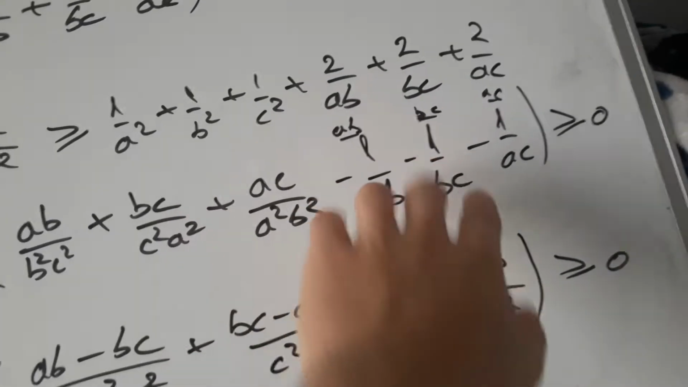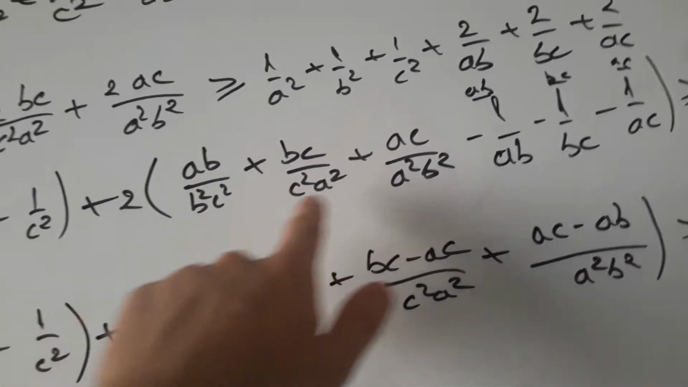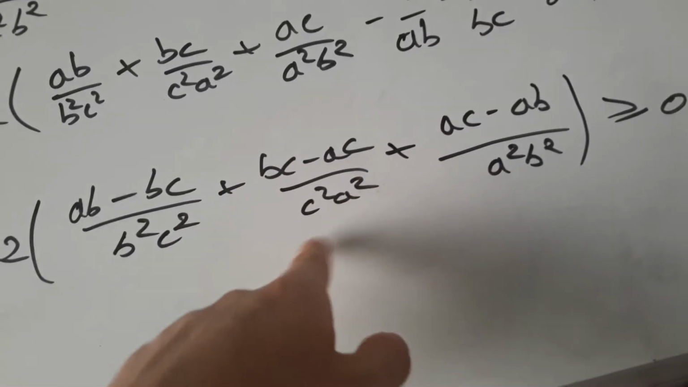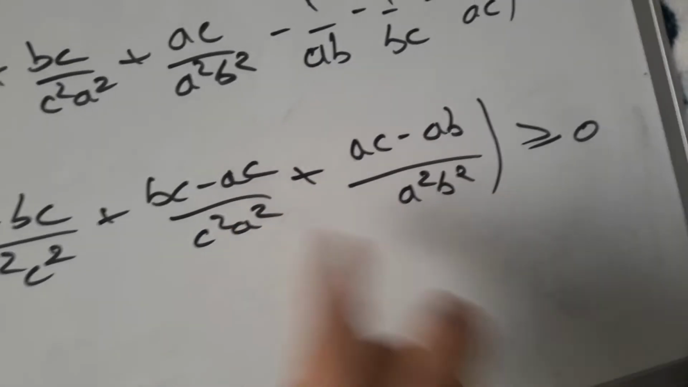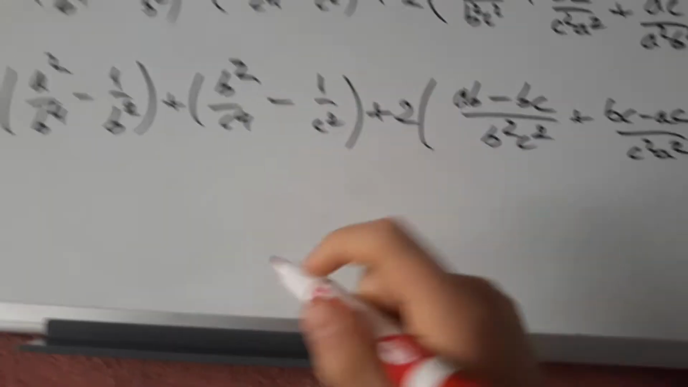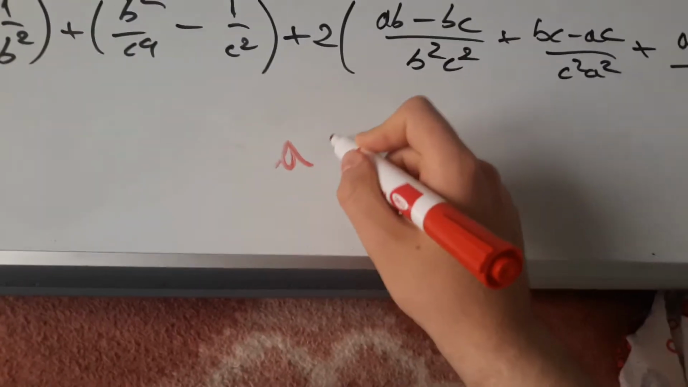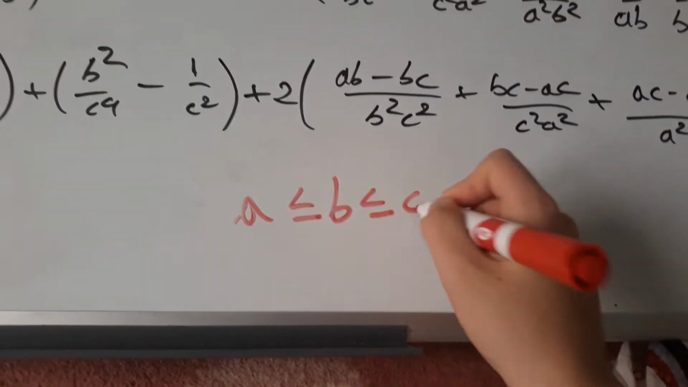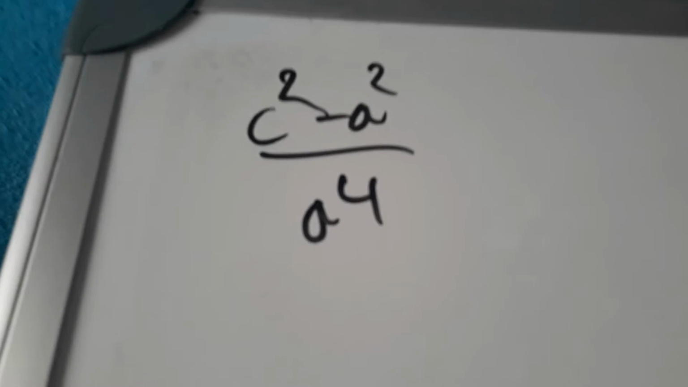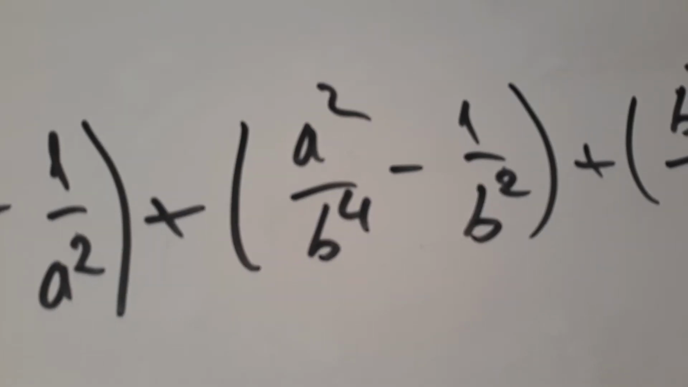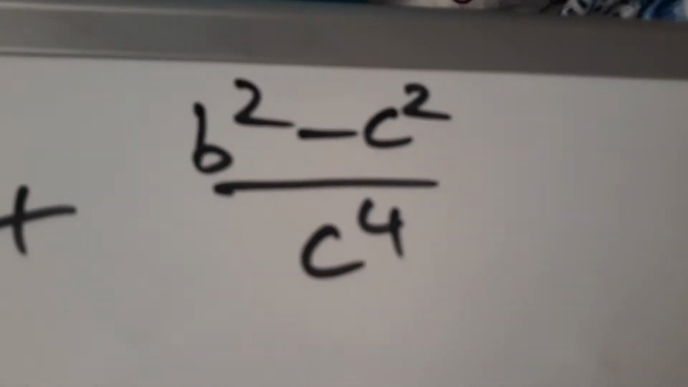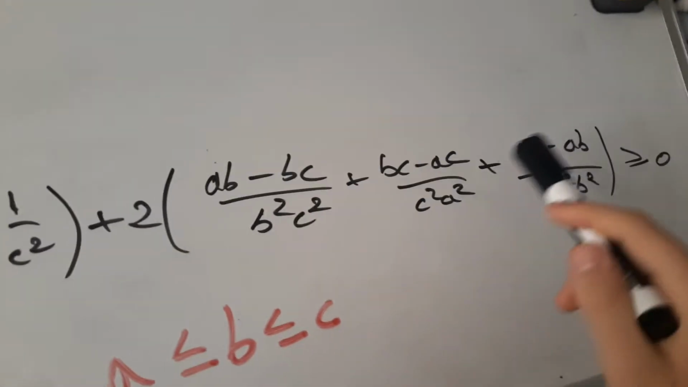I have amplified these fractions, and then I subtracted from these fractions, so we have AB minus BC over this, plus BC minus AC over this, plus AC minus AB over this is greater than or equal to 0. And now I want to put the condition that A is less than or equal to B, which is less than or equal to C in this order. Now this difference becomes C squared minus A squared all over A to the 4, plus this difference, which is this, and this is this, and then we will copy this relation.